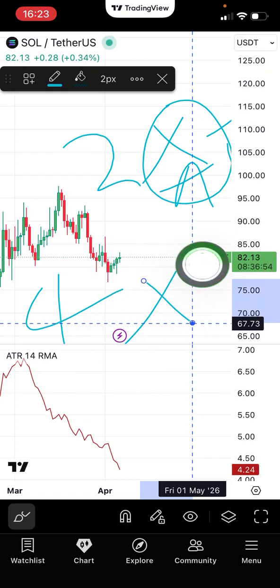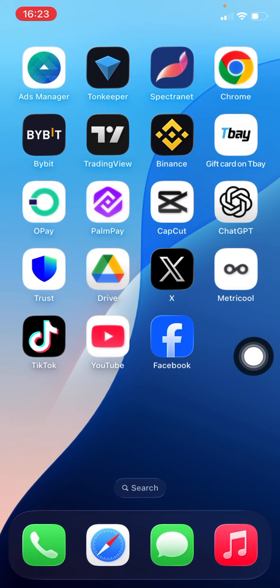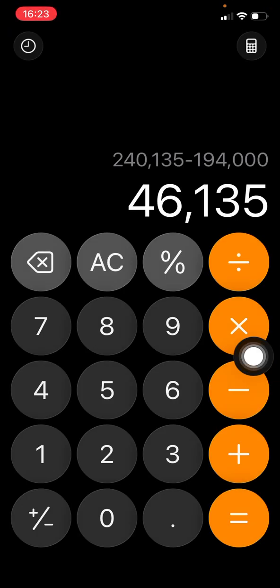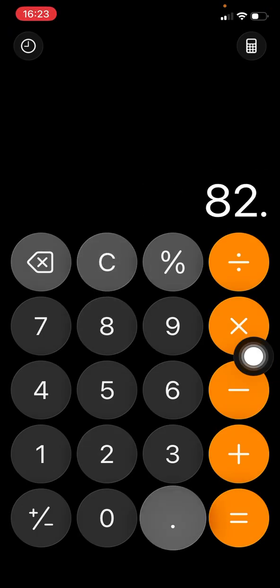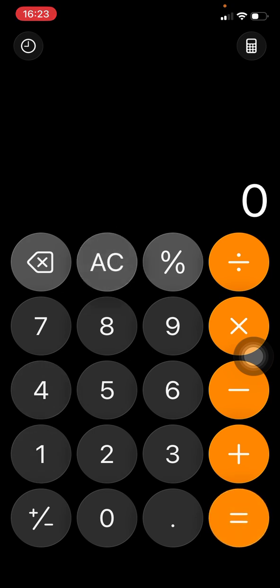So let's assume I'm entering this trade right now at 82.13. What's my ATR? My ATR is 7. So 7 times 2 is 14. So my stop loss will be 82 minus 14. Let me press it in a calculator so that we are all on the same page. Let's just forget the other decimal. 82 minus 14 is 68. That's going to be my stop loss.